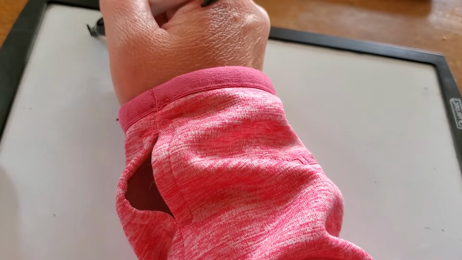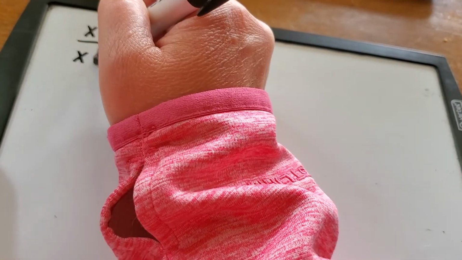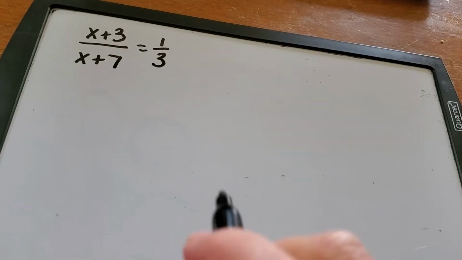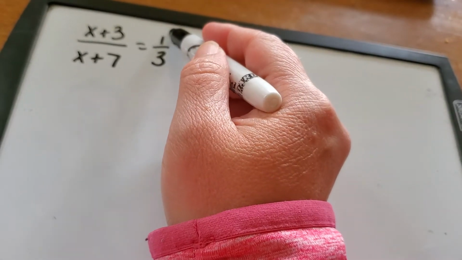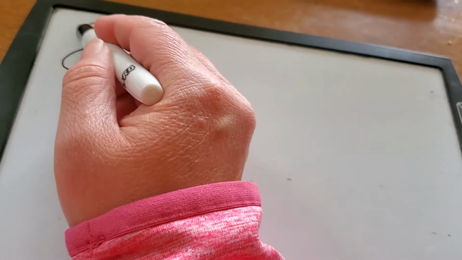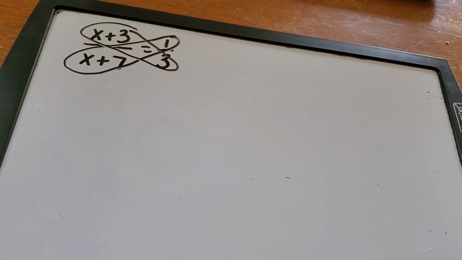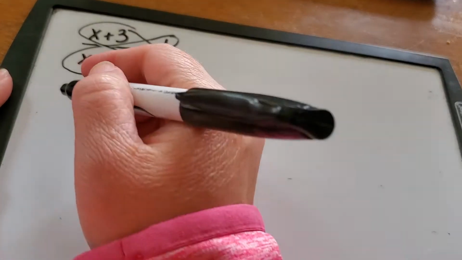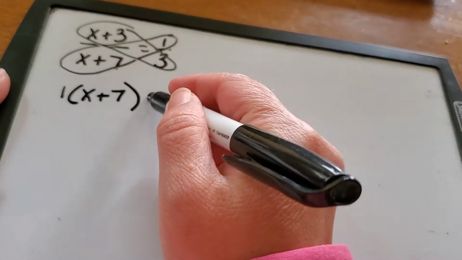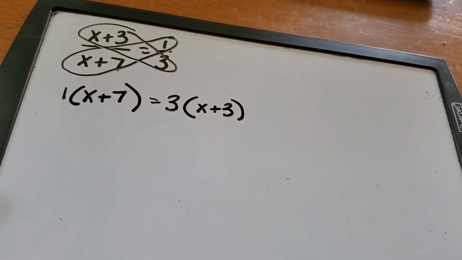So let's say you have the proportion (x + 3)/(x + 7) = 1/3. You know from Math 7 that we can solve this proportion by cross multiplying. We could multiply the 1 by the x + 7 and the 3 by the x + 3, and to make it a proportion, those two products would have to come out equal. So it would look like this: 1 times (x + 7) equals 3 times (x + 3), and then we're just going to solve that equation.